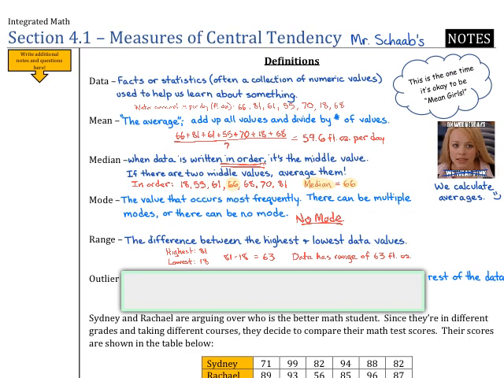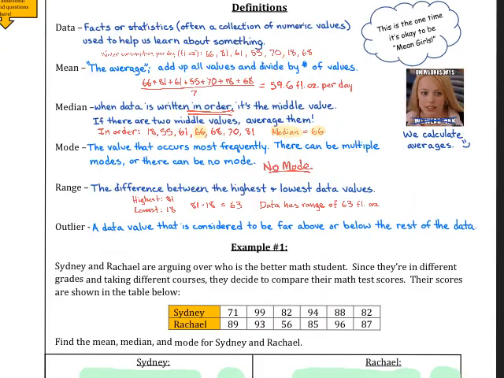which means anywhere between 18 and 81 are where the data values lie. So that kind of gives you a lower bound and an upper bound. It tells you how spread out the data values are. All right, and that's important too, especially when you get into higher statistics classes. Our last definition is outlier.